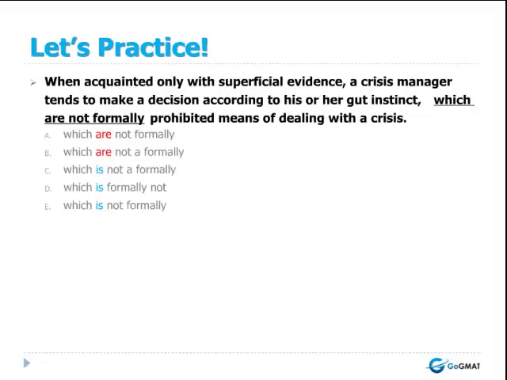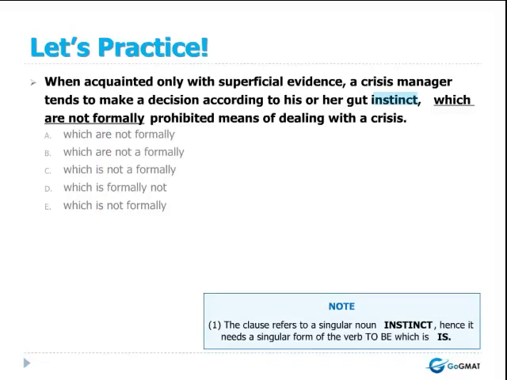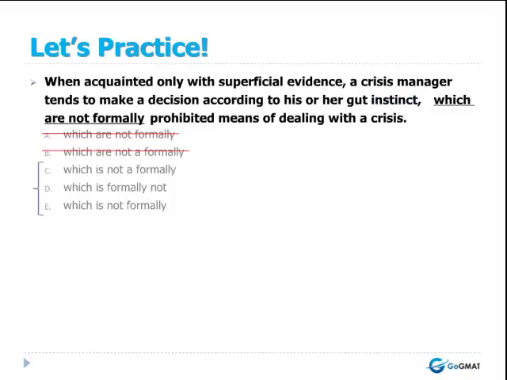Let's return to our sample sentence. Here you can see that 3 of the answer choices use is and 2 use are. As the clause in question refers to a singular noun, instinct, it needs a singular form of the verb to be, which is. That means that you can eliminate choice A and choice B. Now look at choices C, D, and E. Only choice C uses the article A, which refers to the singular noun means. As both choice D and choice E omit this article, they can be eliminated. The remaining and best answer is C.